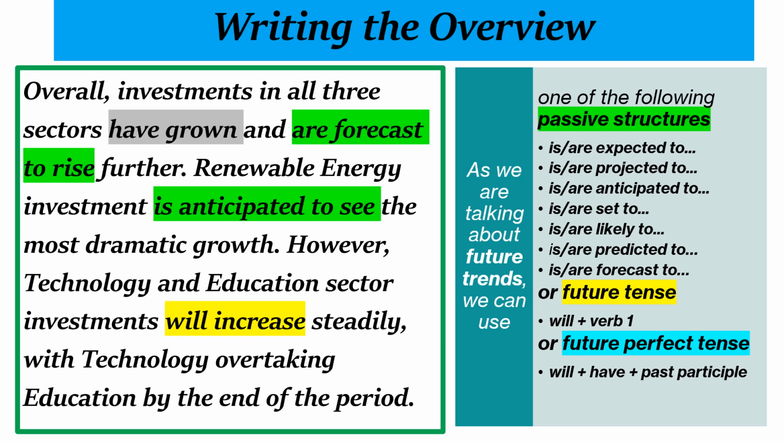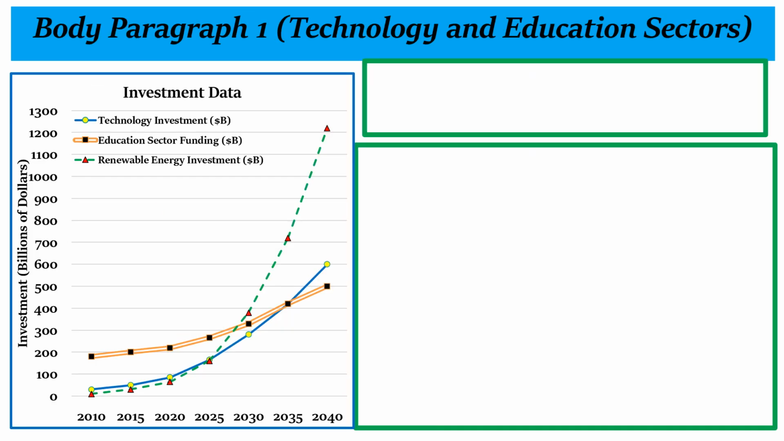Now, as we move on to describing the details of the graph, we will continue using these structures to describe past trends, future predictions, and key comparisons. Let's start with technology and education investments and see how these structures can be applied in the description. Now that we have written the introduction and overview, let's move on to describing the trends in detail.